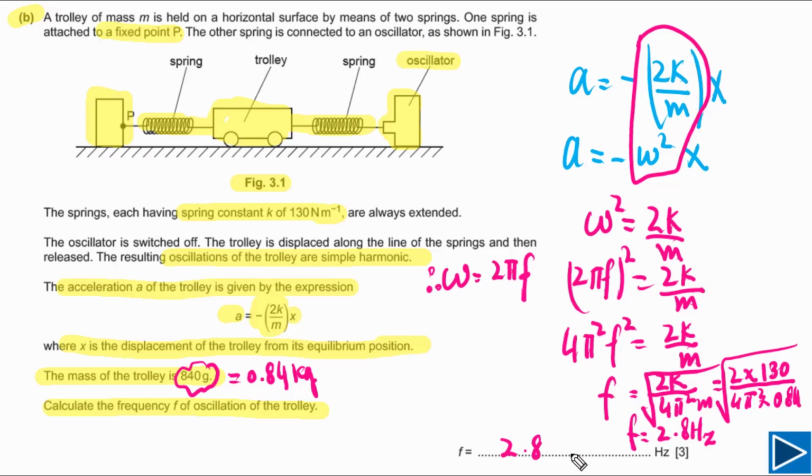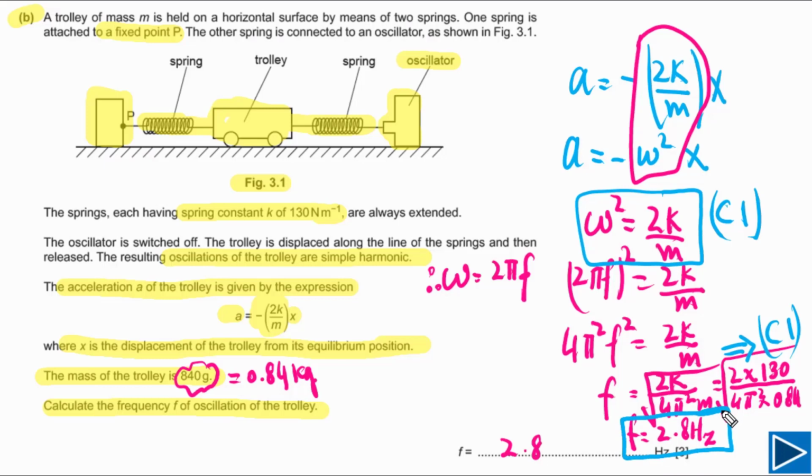Let's try to understand how marks are distributed for this question. If you have written omega square is equal to 2k over m, for this expression you will get the first C1 mark. The second C1 mark is if you have written frequency in terms of k and m and you have plugged in values. And the third mark is the A mark, which you will get if you have the correct answer, your frequency equal to 2.8 hertz. This is how marks are distributed: 2 C marks and 1 A mark. Even if your method is different but you got the correct answer, you will still get 3 marks for this question.